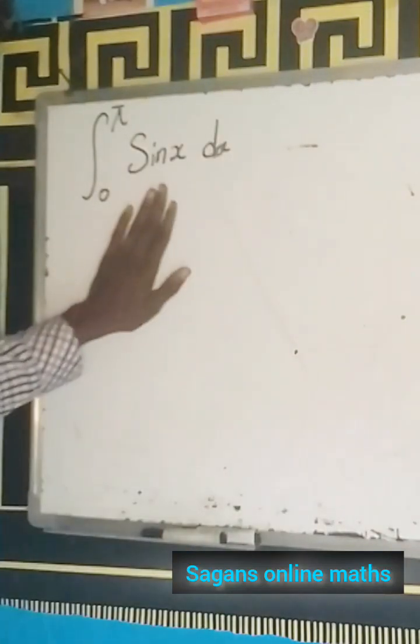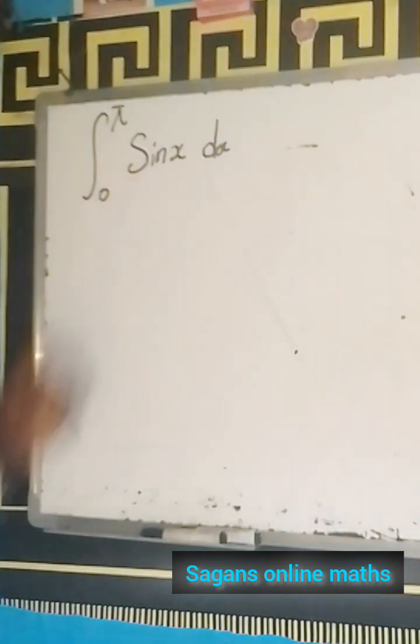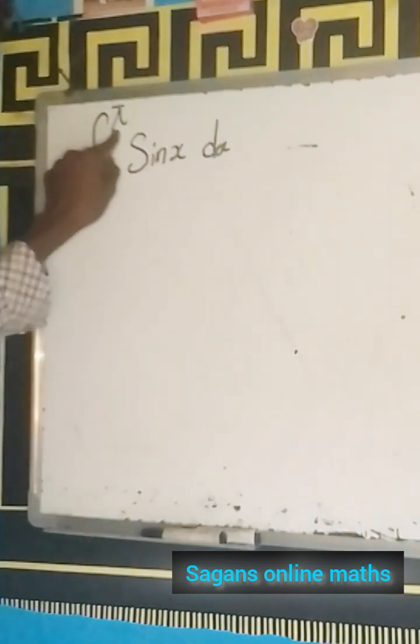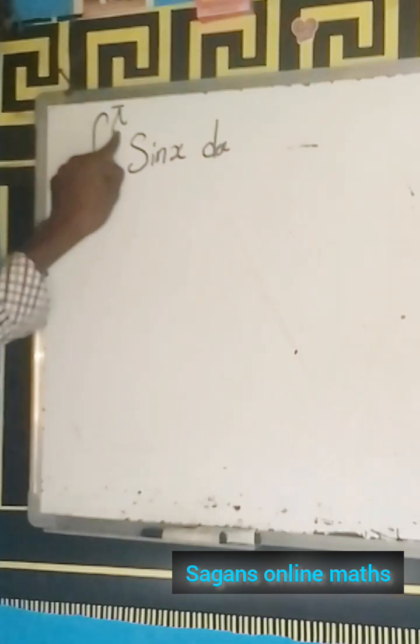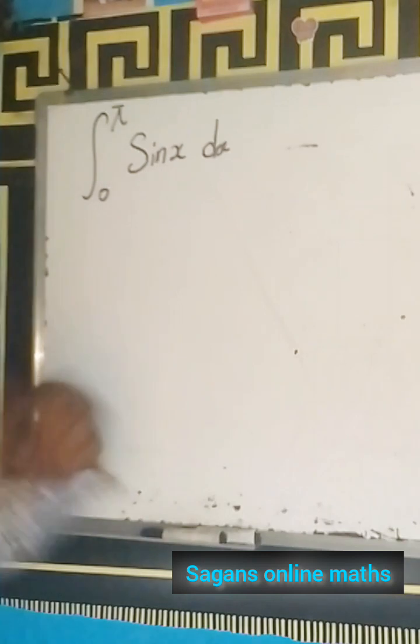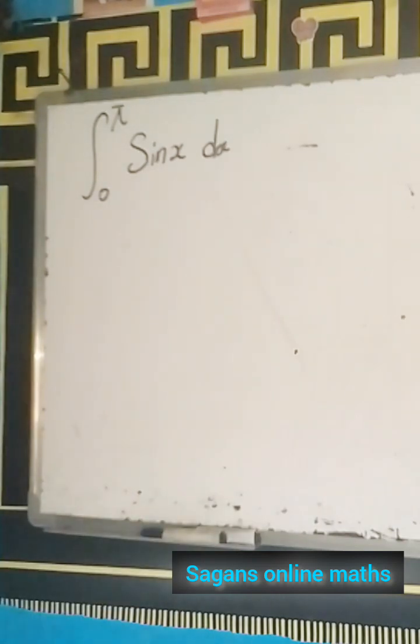Let's solve this very quickly. It's very simple. Remember that this is a definite integral, because in a definite integral we have our lower limit and our upper limit. And remember that this upper limit is in radians, and know that pi in radians equals 180 degrees. That's very important.